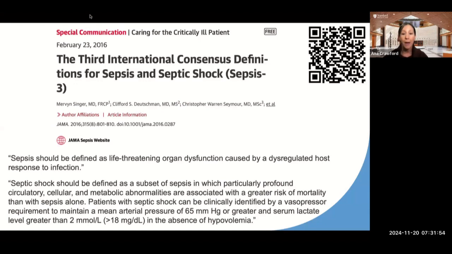Or you can also have a serum lactate or lactate level that is greater than 2 millimoles per liter or 18 milligrams per deciliter in the absence of hypovolemia, so the patient's received adequate volume.